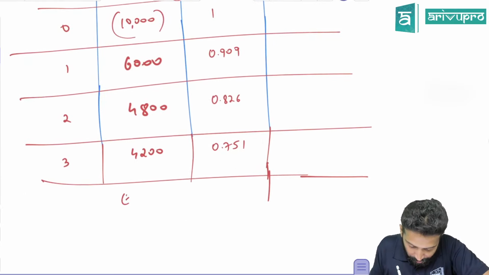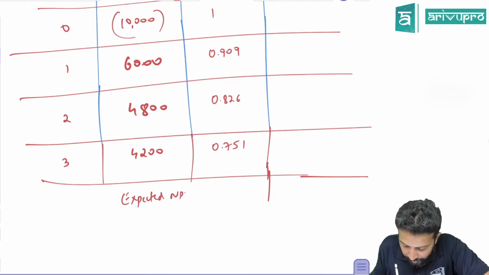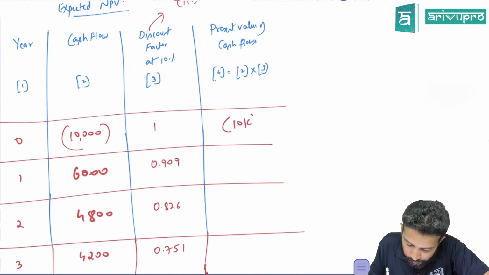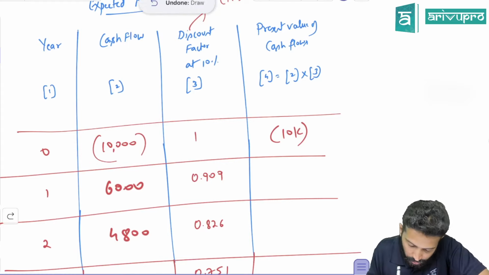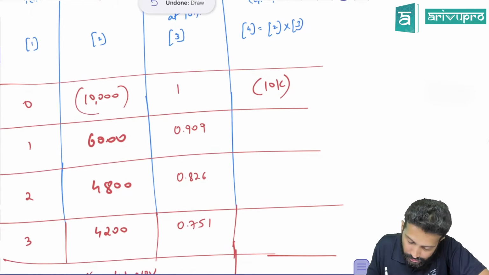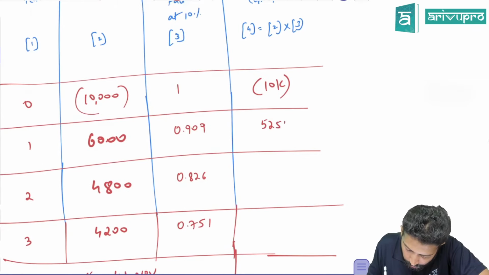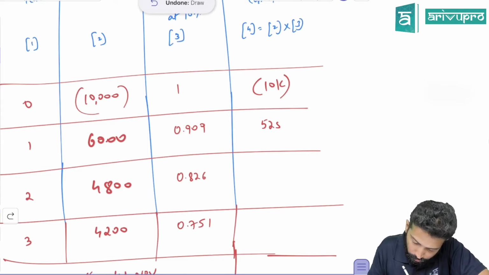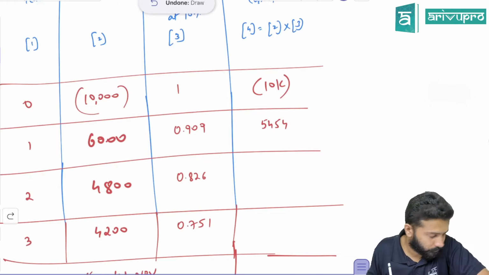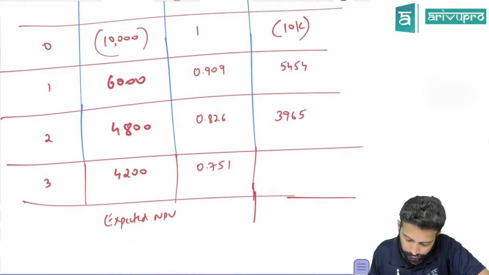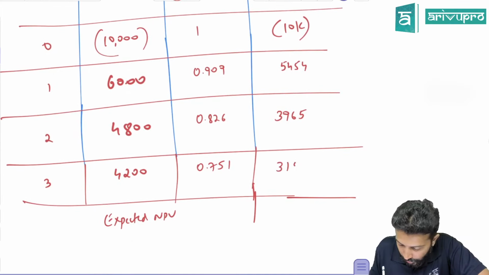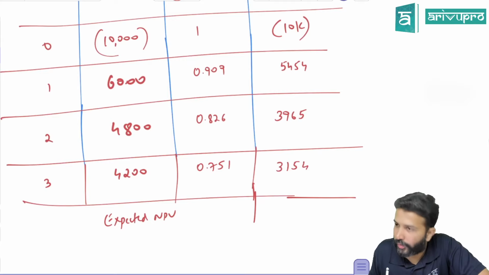All right, so what will be our finally our expected NPV? First, multiply. Present value of cash flow is multiplication of these two. 6000 into 0.909 is how much, sir? 5454. Okay, these two multiplication, 3964.8. Okay, I'll make it as 3965. It's okay. 3154. Can I take it?